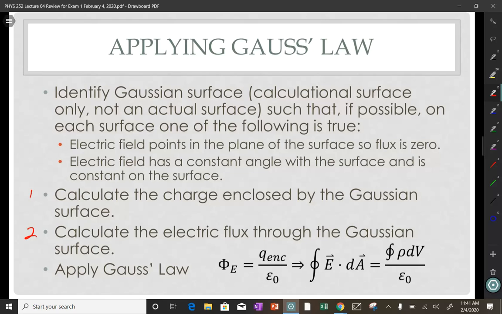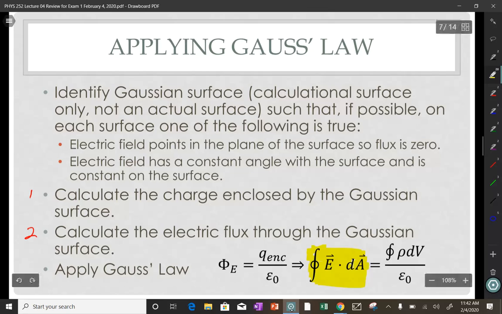Oh, yes. If it asks what the flux is, you're supposed to calculate this. You don't say, aha, well, I know the flux is equal to charge enclosed over epsilon zero. Yes, that is ever so true. But when it asks what the flux is, it's asking for that side so you can put them together. So then you can solve for E. Yeah, in most cases.